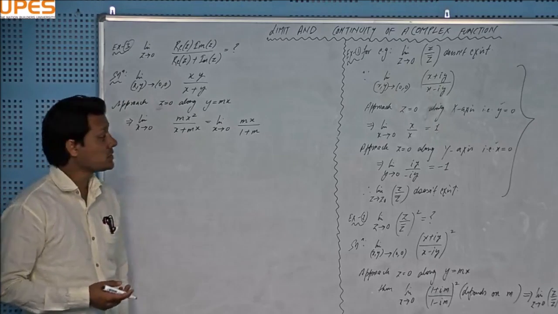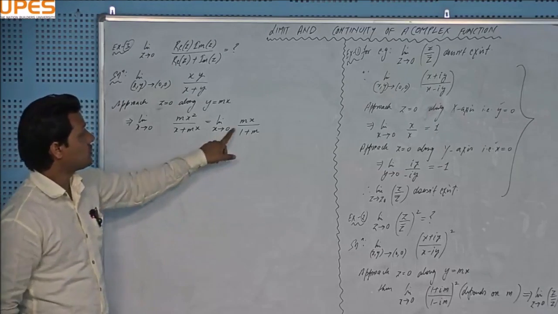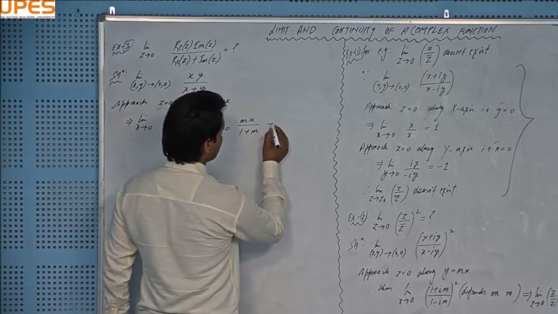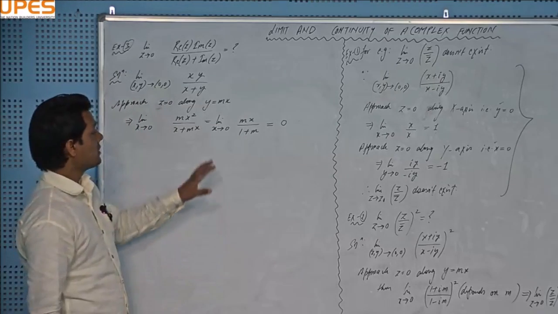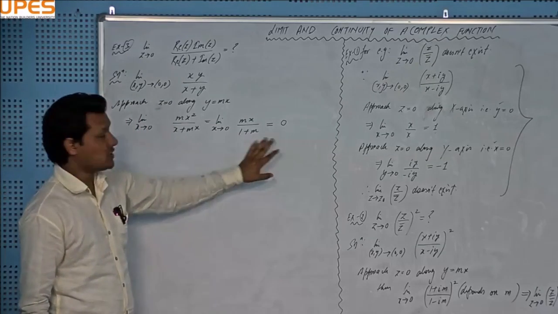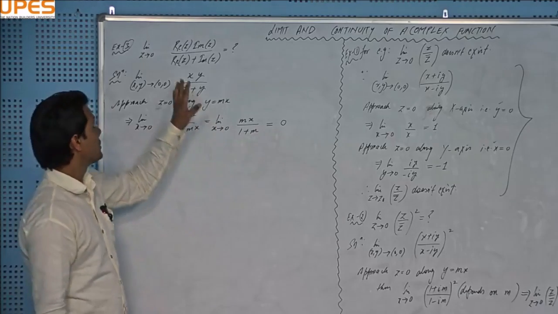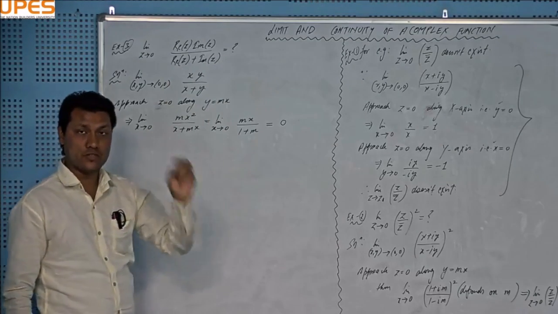The first instinct is that if you put x equal to 0 here, then you will get 0. And it appears that the limiting value does not depend on m, it is a constant 0, so the limit of this function is 0, which is obviously wrong, right?